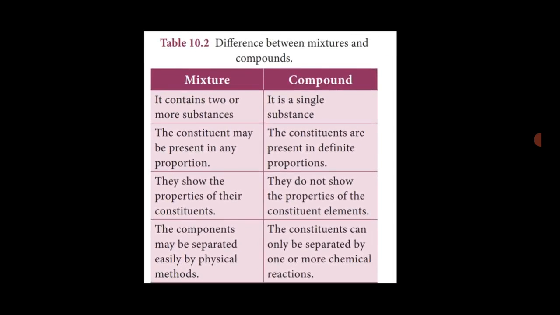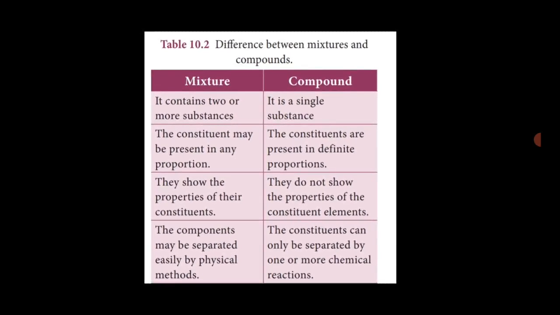The last point: in a mixture, the components may be separated easily by a physical method. But in a compound, the constituents can be separated by one or more chemical methods. In a compound, the particles are separated by chemical methods. In a mixture, the particles are separated by physical methods only. These are the differences between mixtures and compounds.